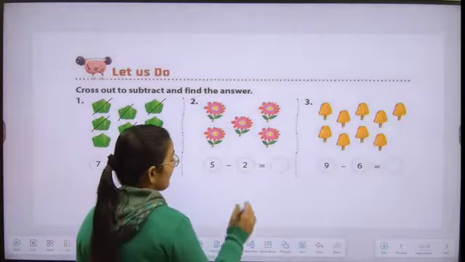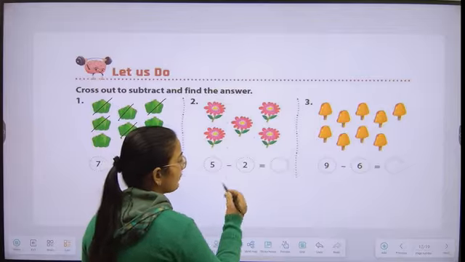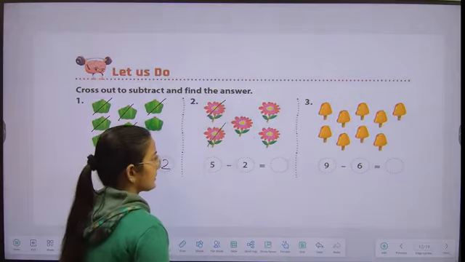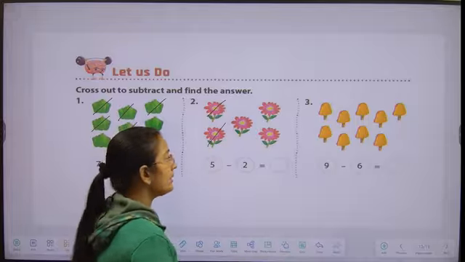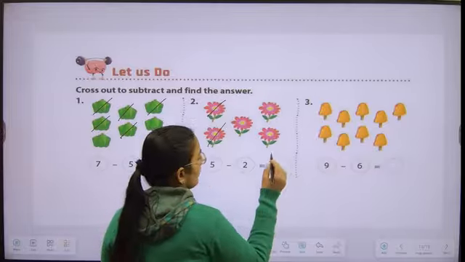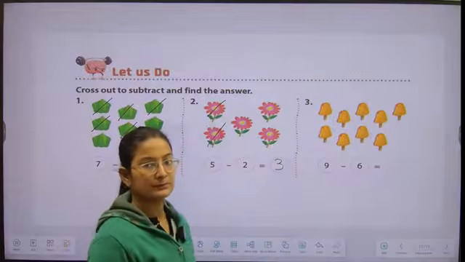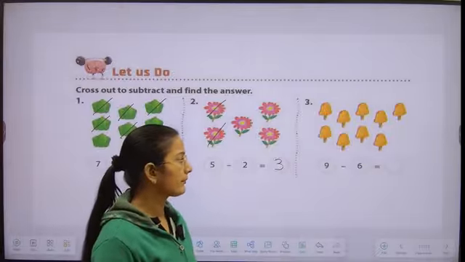How many flowers are we having? 5 flowers. Out of the 5 flowers, what do we have to do? We have to cross 2. 1, 2, just like this. Now how many flowers am I having left with me? 1, 2, 3. So we have to write 3 in the blank circle. Now moving to the next one.